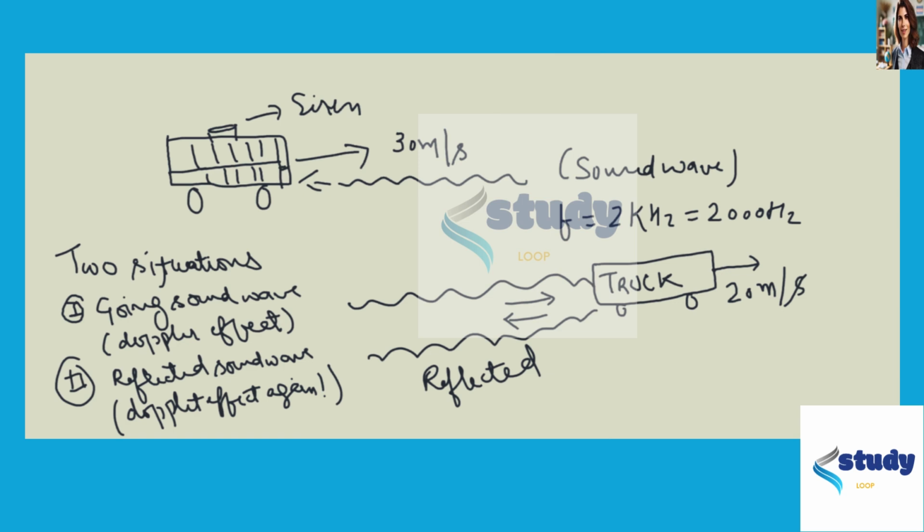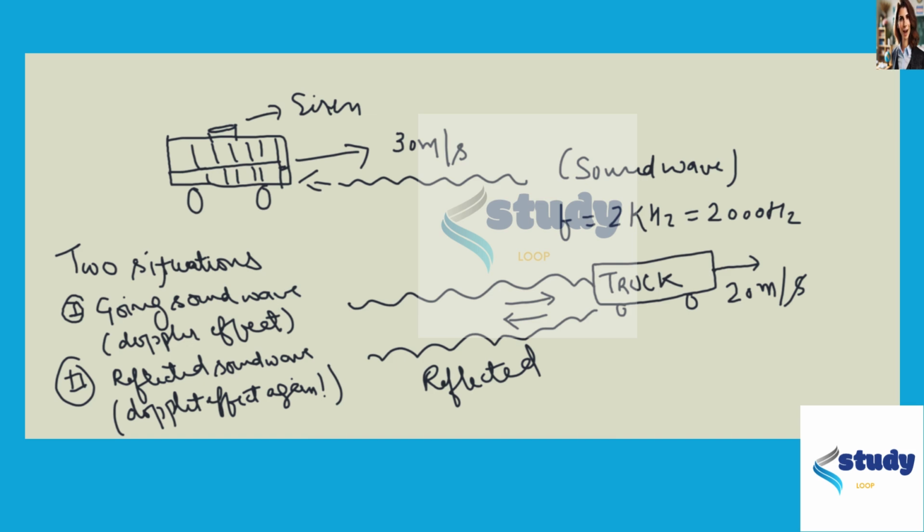So this is a bit complex situation. We have a fire engine. It has a siren here, and this fire engine is moving with velocity 30 meter per second. And there is a truck in front of it, moving in the same direction. So both are moving in the same direction. The truck is moving with 20 meter per second.